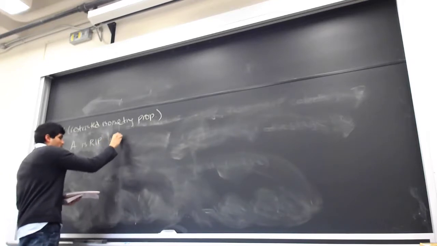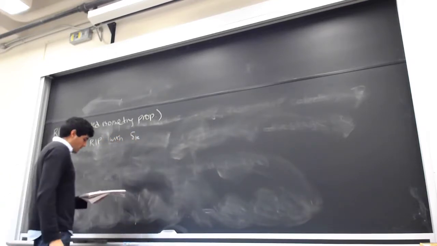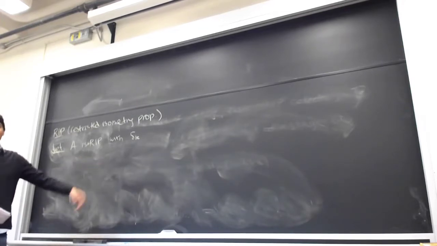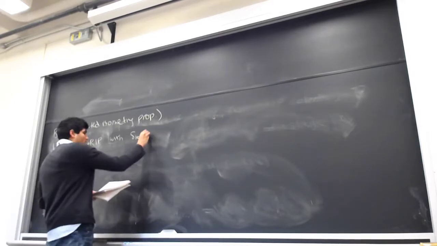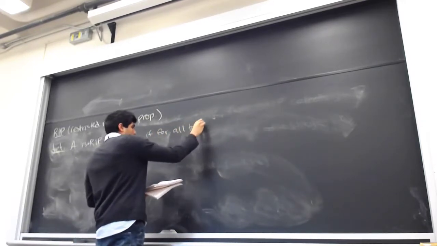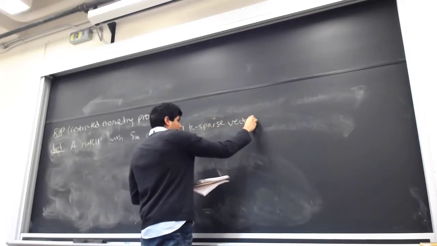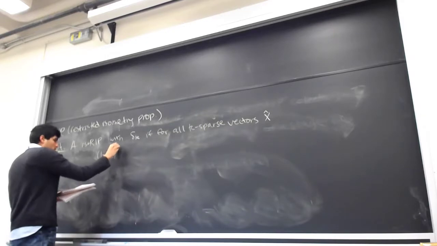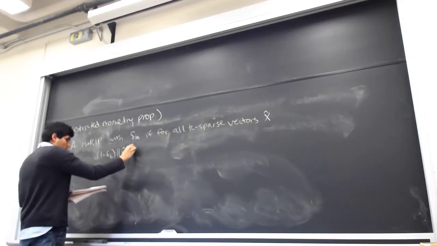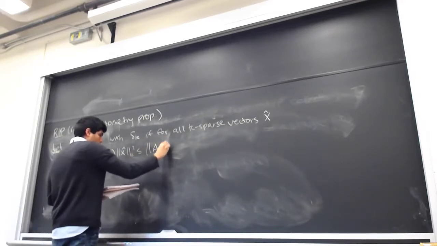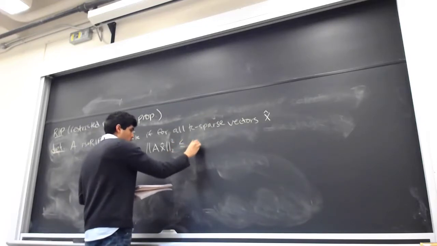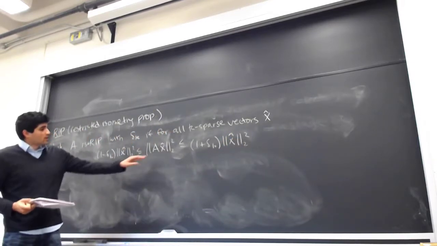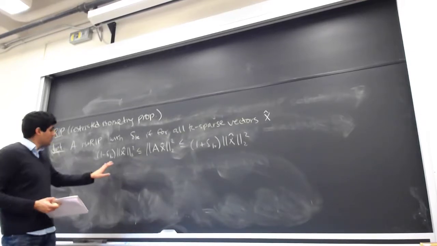A is RIP with some constant, delta k. So delta sub k, I'm going to emphasize that this is really, A is k RIP. This is how we want A to behave on k-sparse vectors with some constant delta k. If, for all k-sparse vectors x hat, we have the property that the 2 norm squared of A times x hat should be close to the 2 norm squared of x hat.